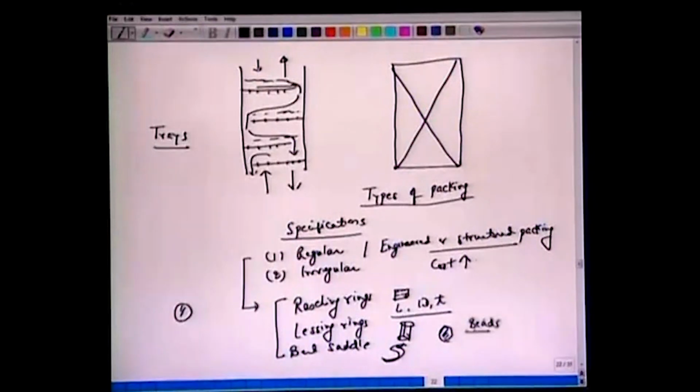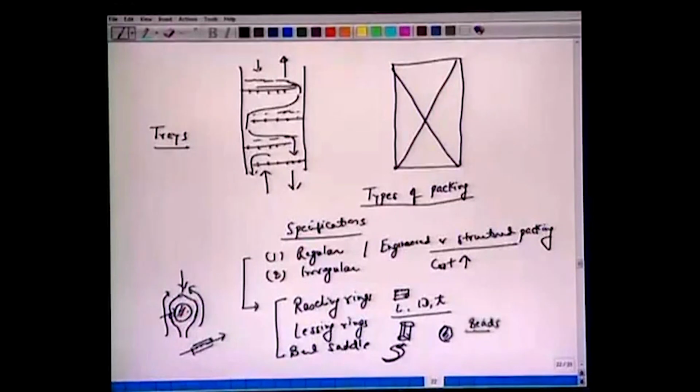and if you look at just one packing, for example the simplest, these spherical beads like this, there will be a film of liquid. All right, so liquid, if it flows like this, it will trickle like this, it will make a film around this, and the gas will flow past this, and the gas will diffuse inside the liquid. Similarly, if you have packing made of Raschig rings, then there will be thin layers of liquid, and the gas will flow through these packings or these Raschig rings.